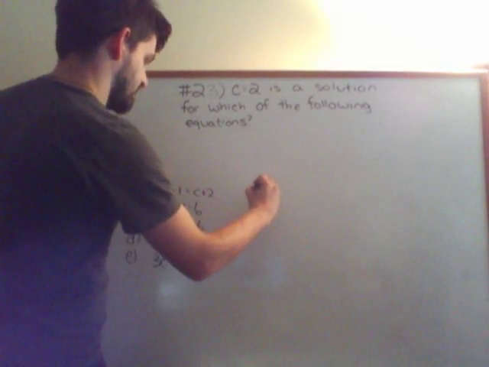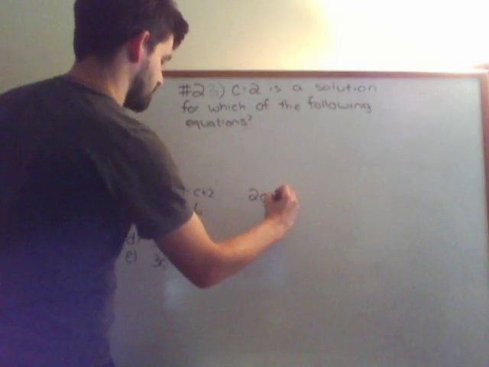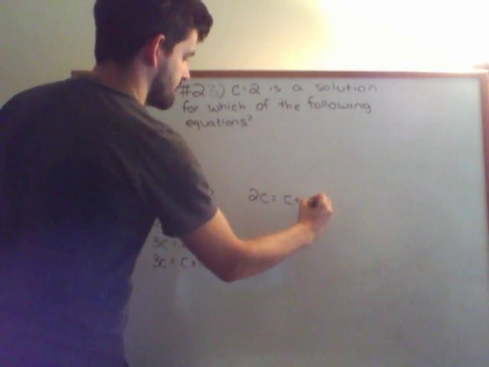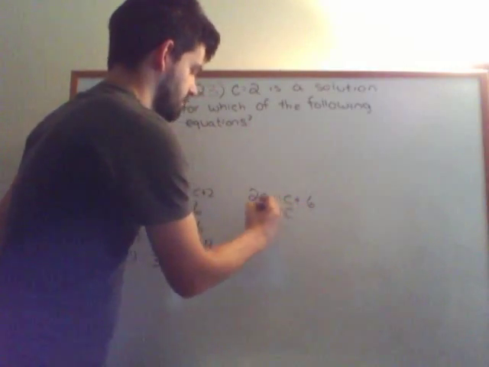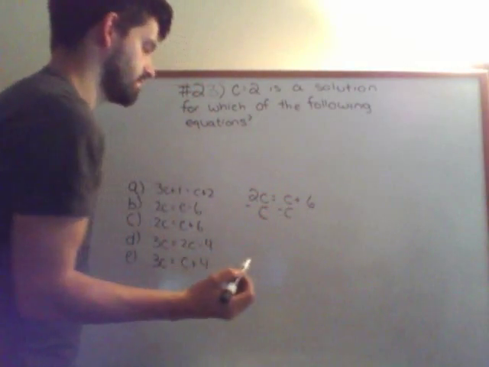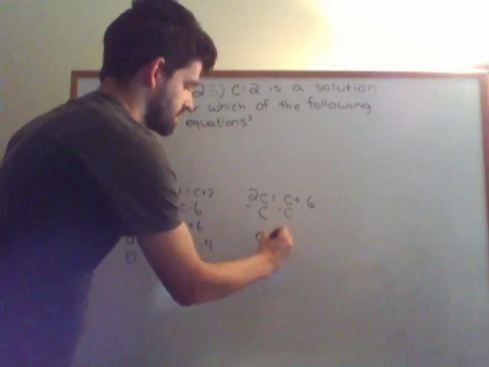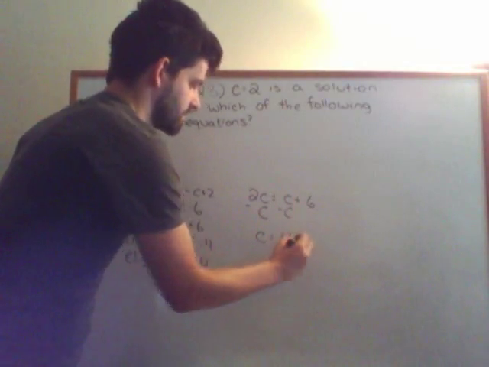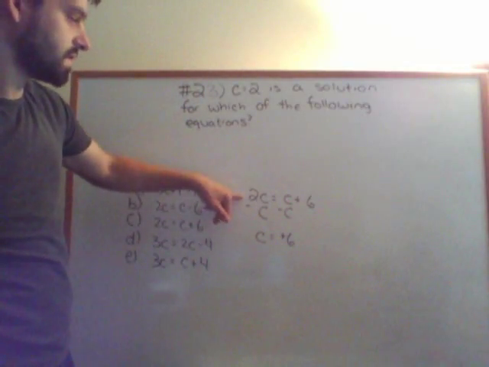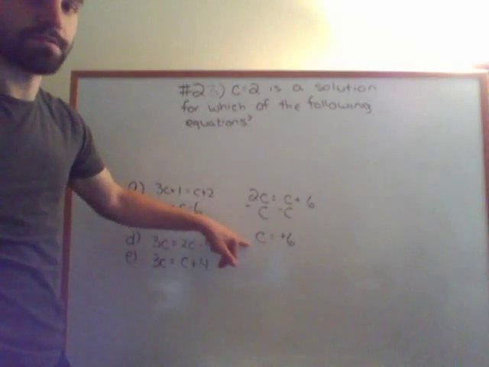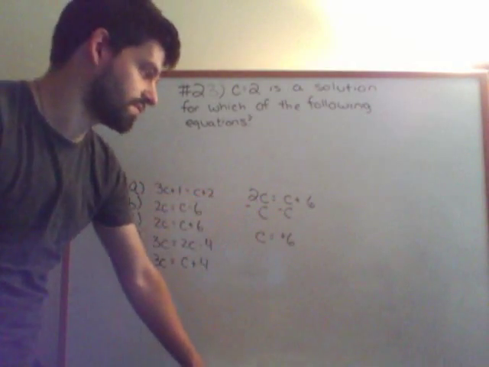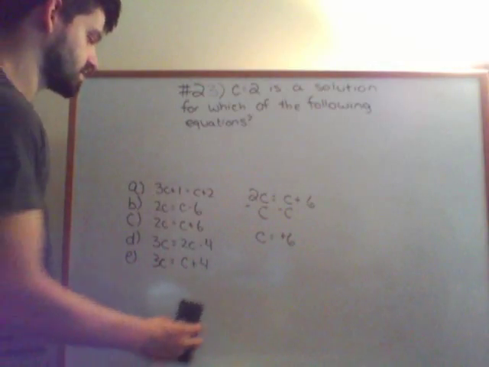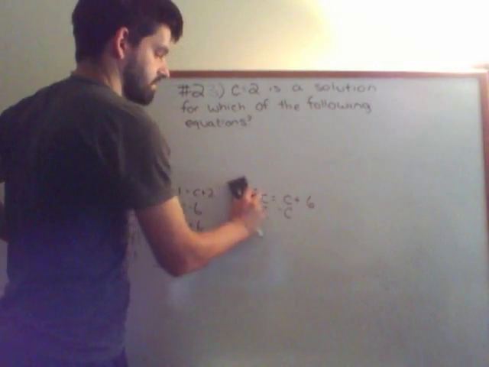How about choice C? 2c equals c plus 6. Then we're going to go ahead and subtract c from both sides. We're going to get that c is equal to +6. Remember that 2c minus c is just 1c, so c is easily isolated by just subtracting c from both sides. Choice C is still not going to be the correct solution though.